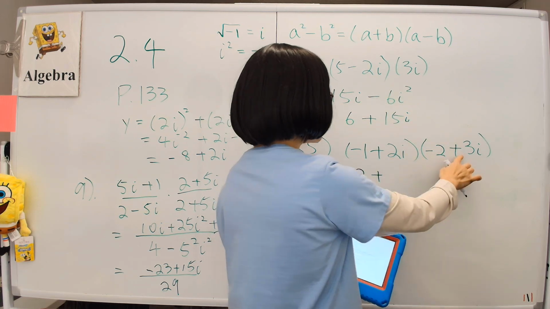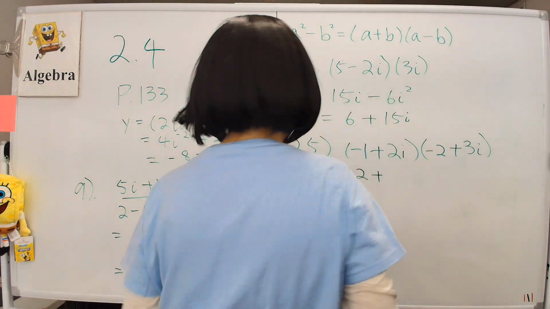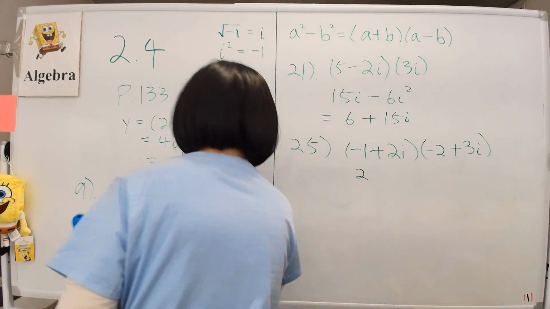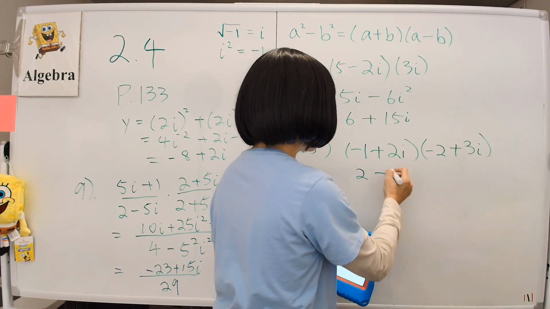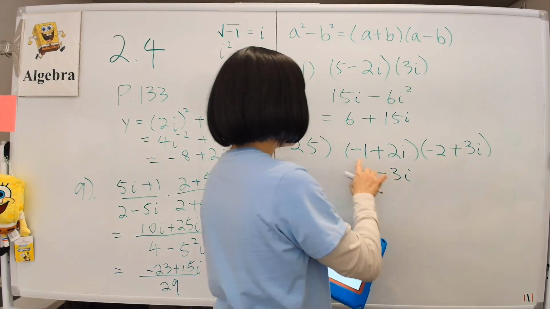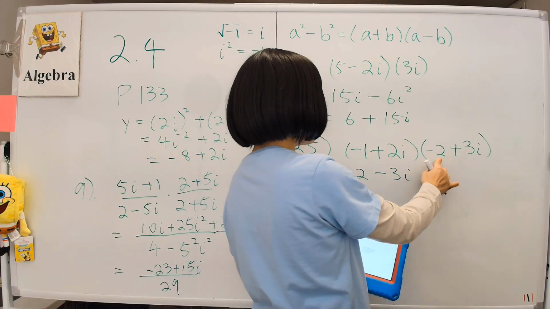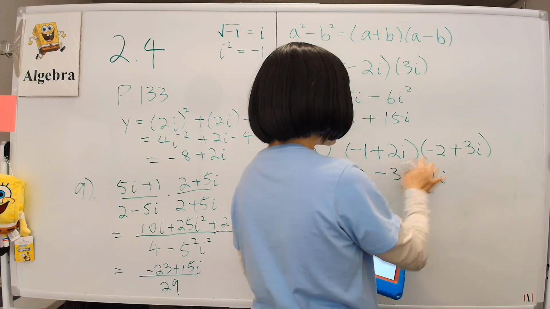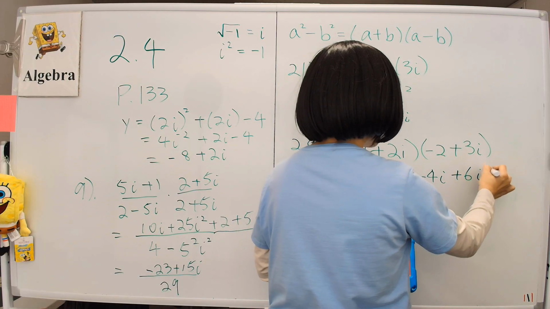-1 times positive 3 is, oops, sorry, that is -3. I should not have written that down so soon. So that becomes -3i. And so that guy's done. Next, this guy stands up to shake hands. This guy shakes hands with the first guy, which is minus 4i. And finally, this guy shakes hands with the last guy. 2 times 3 is 6i squared.